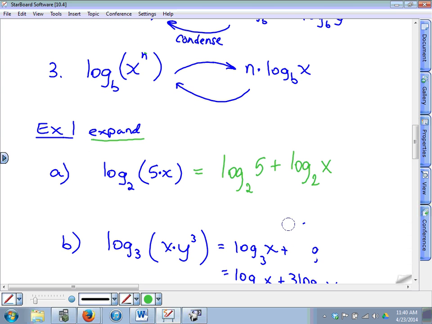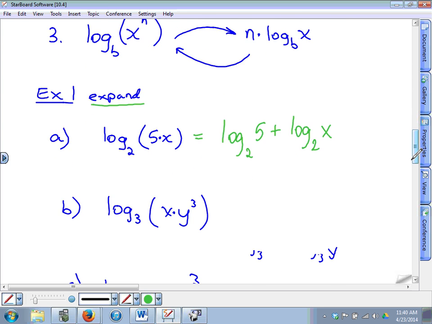Quit looking at the answers. Actually, we're doing this one together. Let's work on this one together. Yeah, and that's what you're going to see most of the time, a combination of these laws. You very rarely just use one and that's it. This is a combination of a product right here, and it also has a power.